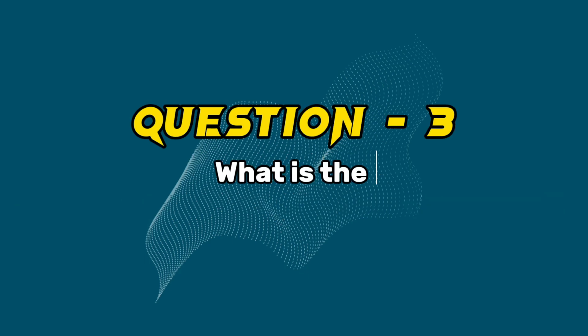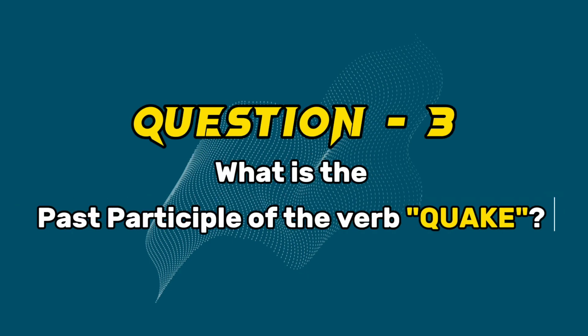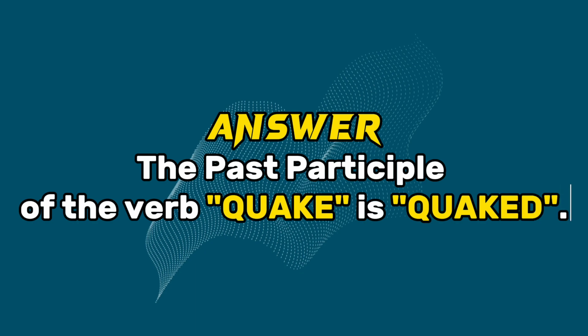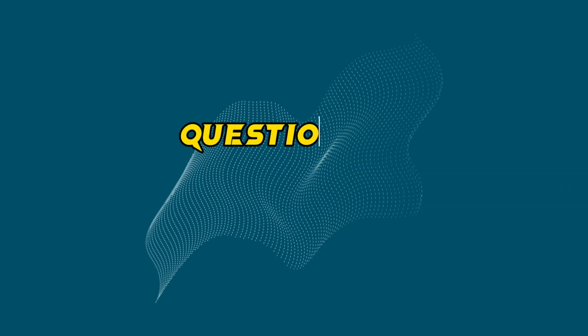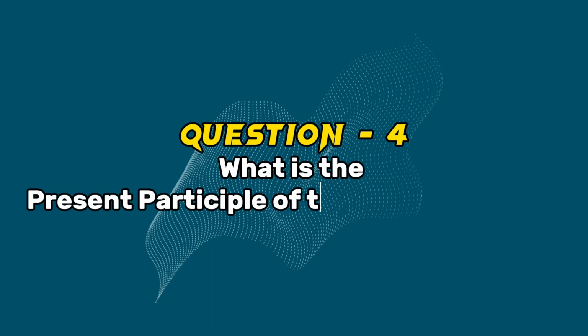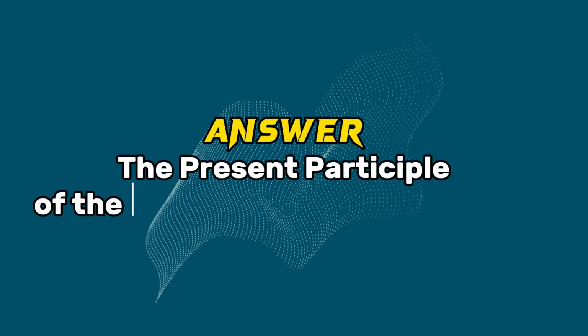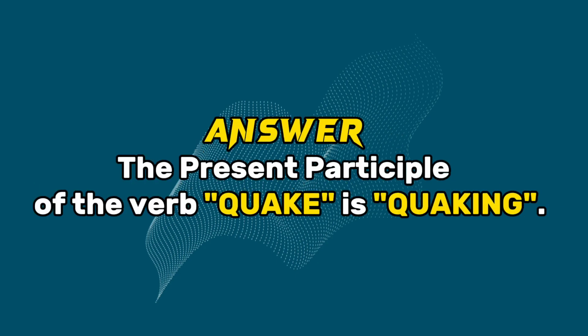Question 3. What is the past participle of the verb quake? Answer. The past participle of the verb quake is quaked. Question 4. What is the present participle of the verb quake? Answer. The present participle of the verb quake is quaking.